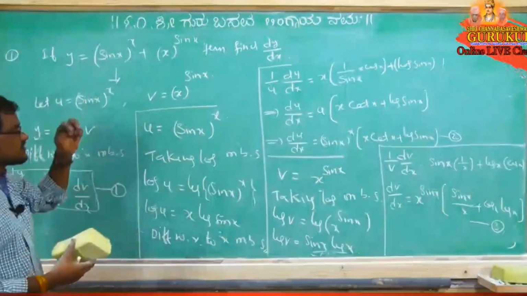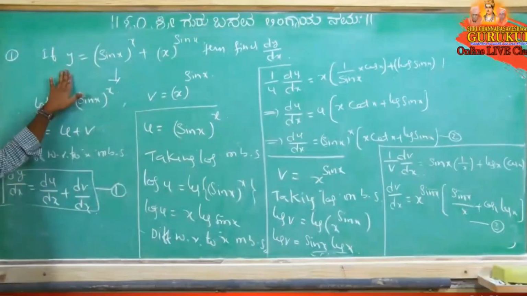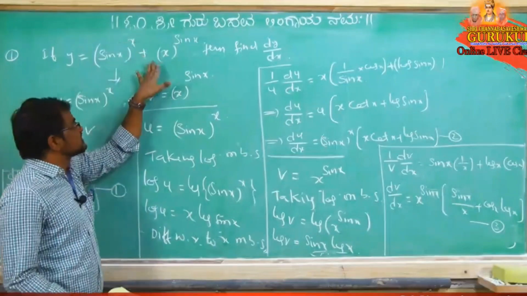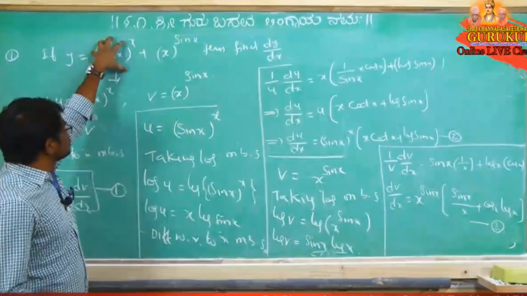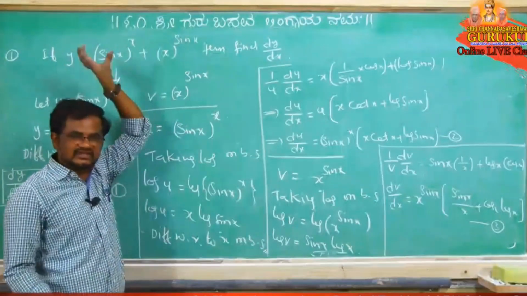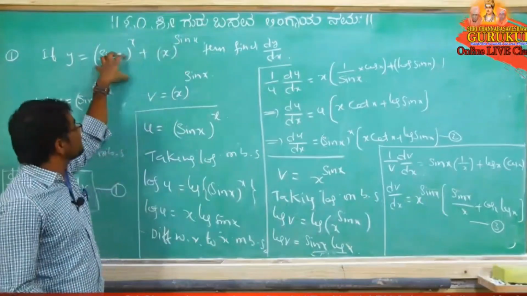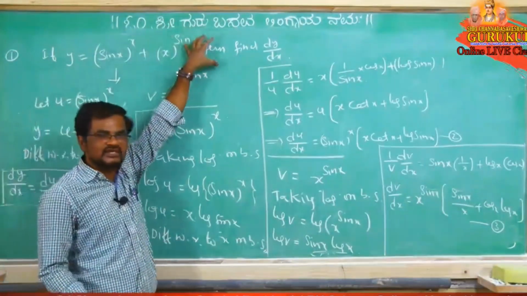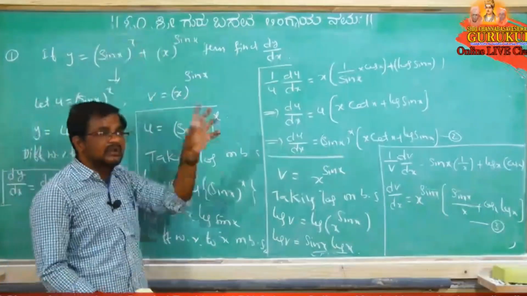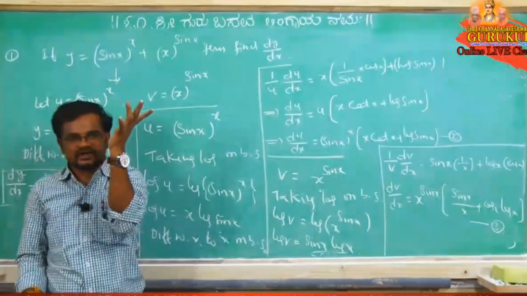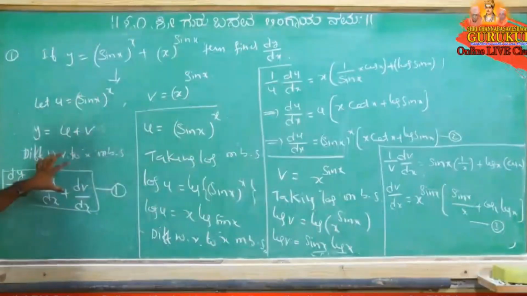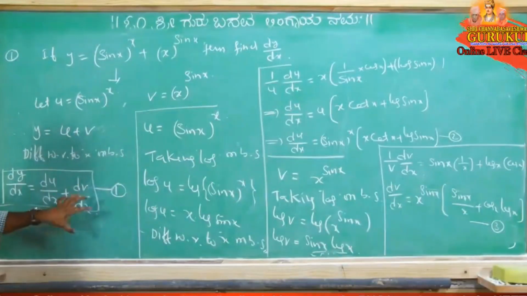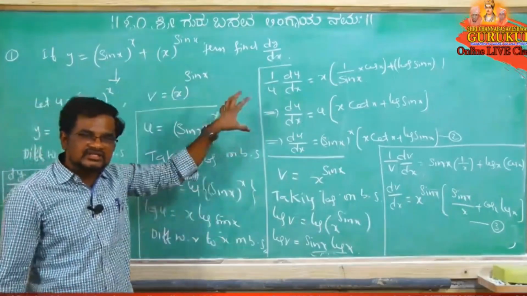So here first what you took: y equals sin x whole power x plus x power sin x, and dy by dx is asked. The first type was already discussed: f of x whole power g of x. So this one and this one, you have to take separately as two functions, this as the first and this as the second. For the first I take log on both the sides and differentiate, and for this one also I take log on both the sides and differentiate.